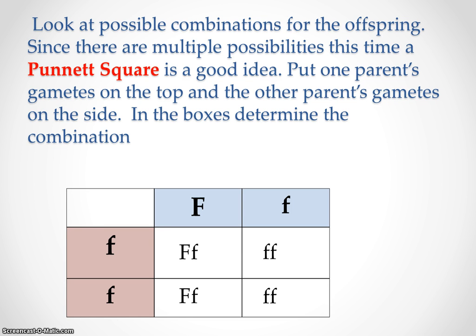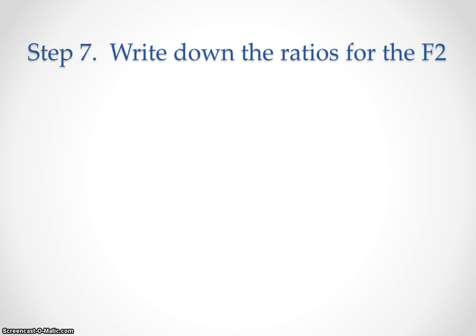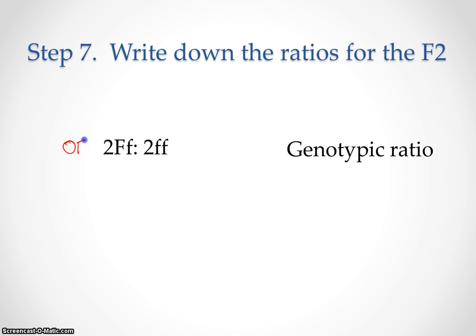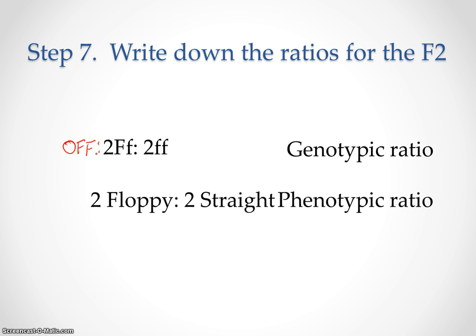Can you figure out the genotypic and phenotypic ratio from this? Maybe pause it again, and then when you think you've got it figured out, check and see if you got it correct. Alright, did you do it right? The genotypic ratio was 2 big F, little f's to 2 little f, little f's. Even though I didn't do it, if you want, you can put in the 0 big F, big F. But we're not going to make you do it if it's 0. The phenotypic ratio is going to be 2 floppy to 2 straight.